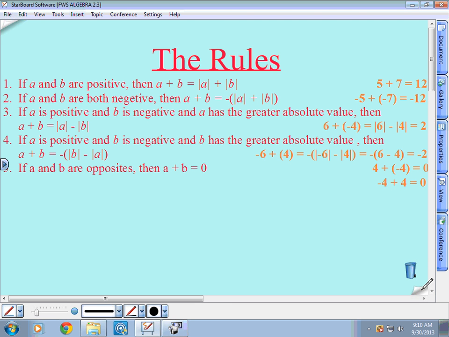Hopefully everyone can read that. The rules. So number 1, if A and B are positive, so if you're going to add two numbers, and A can be anything, and B can be anything. But if I'm adding two numbers together, and both of these numbers are positive, then the answer is going to be the positive of what they add together as.